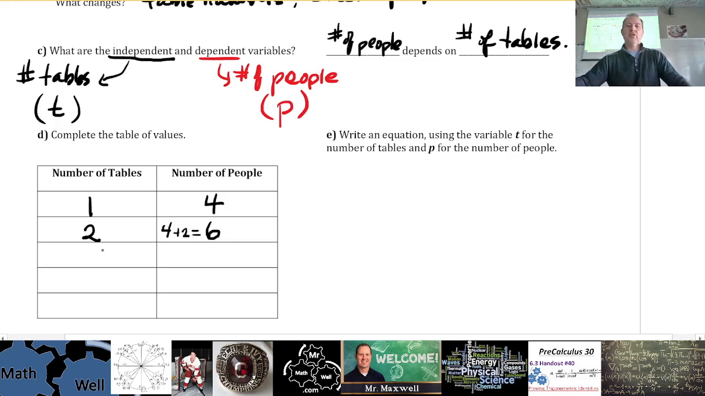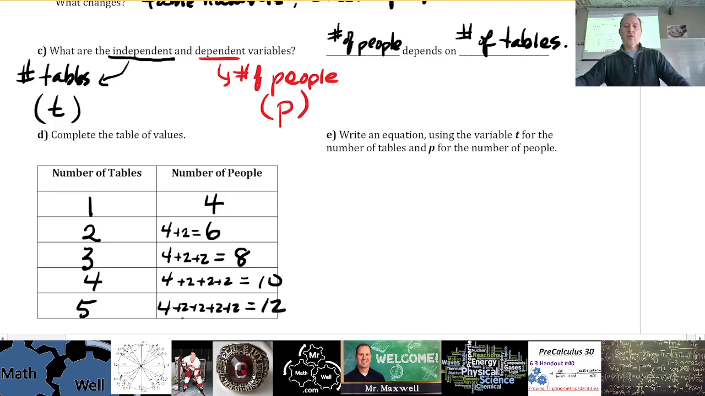Awesome, so that's 6. 3 tables. We had the original 4, and then we've added now 2 groups of 2 people. So that's going to be 8. 4 tables. We have the original 4 people plus now 3 groups of 2 equals 10. And 5 tables. 4 plus 4 groups of 2. So we have 12. Okay. So now here we go. Now we have to write an equation that relates the two.